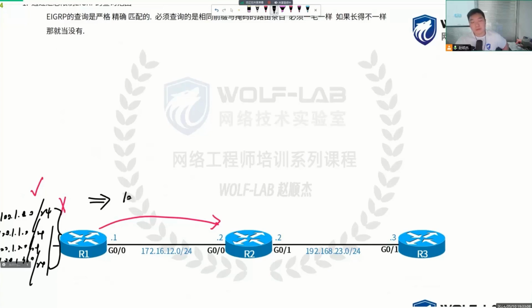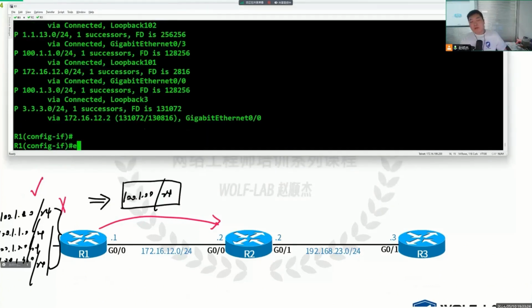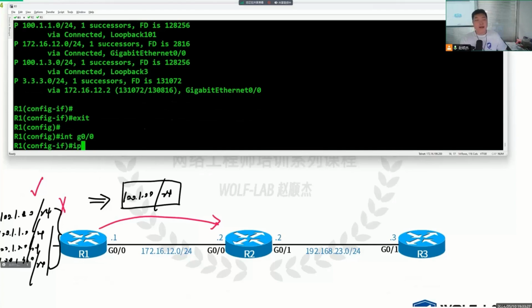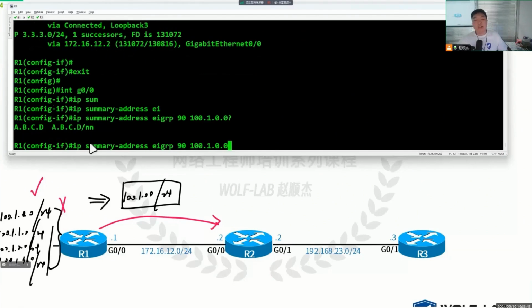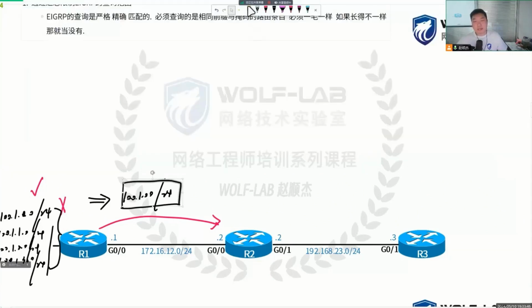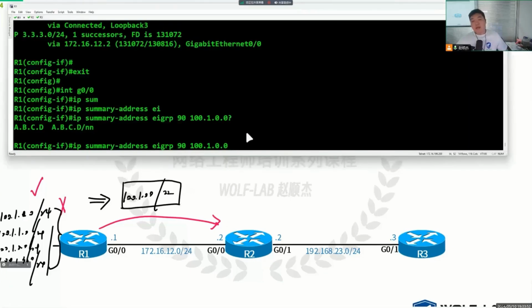After summarization, it's quite different. On the interface, we use ip summary-address eigrp 90, announcing our EIGRP 90 routed entries, these database entries, all matched by our summary, summing up the detailed routes. 100.1.0.0, we could add a question mark. Directly entering /22 works too. Sorry, I wrote it wrong here. Entering a /22 mask route entry also works, of course. Entering the correct subnet also works.